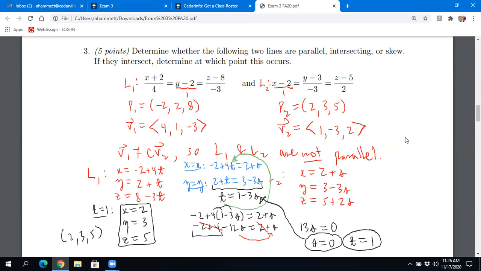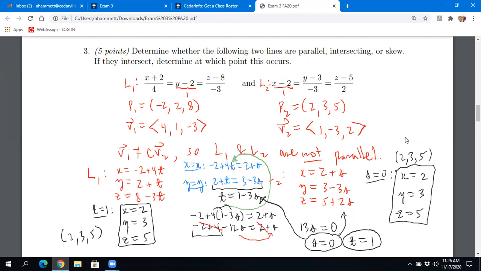If I do the same thing over here, if I plug in s equal to 0 into this line, what do I get? x equal to 2, y equal to 3, and z equal to 5. Amazing. So I get the point 2, 3, 5.